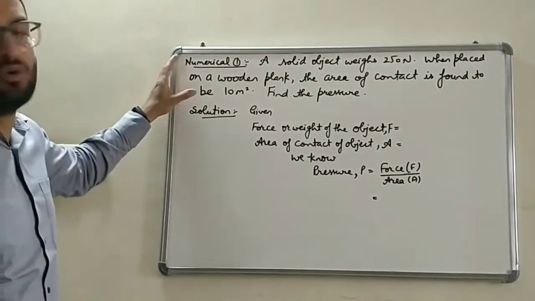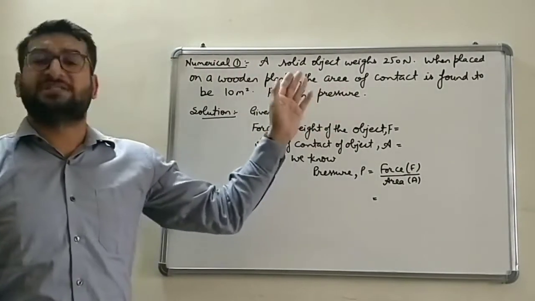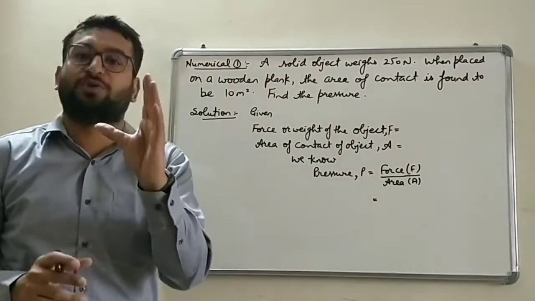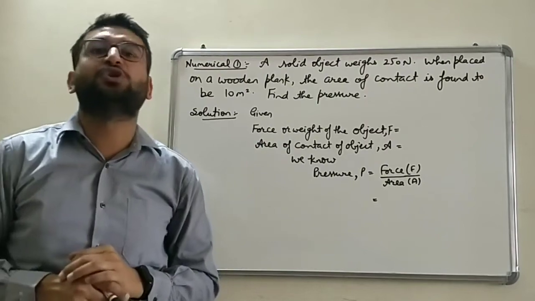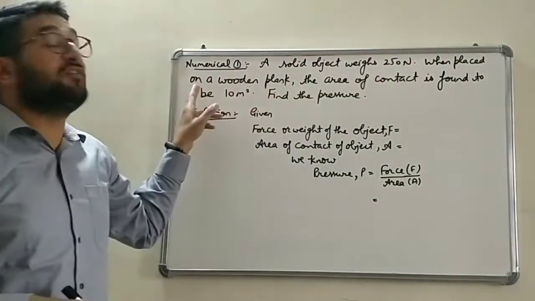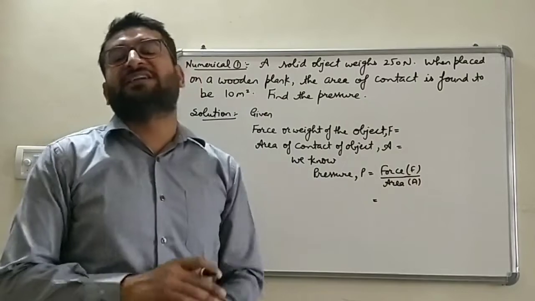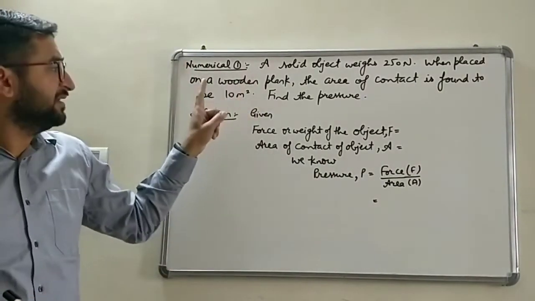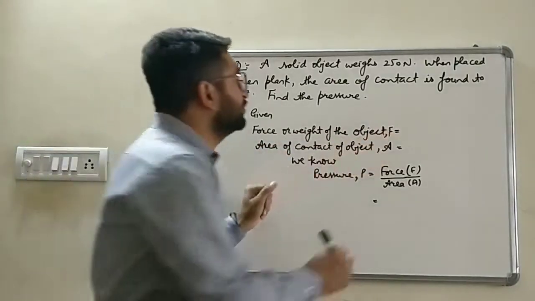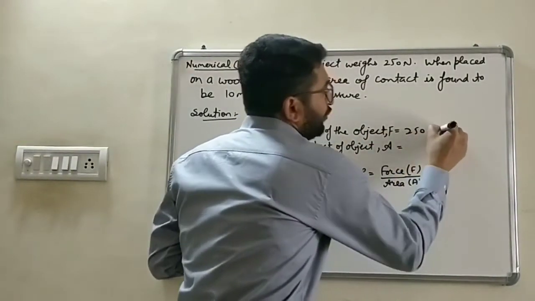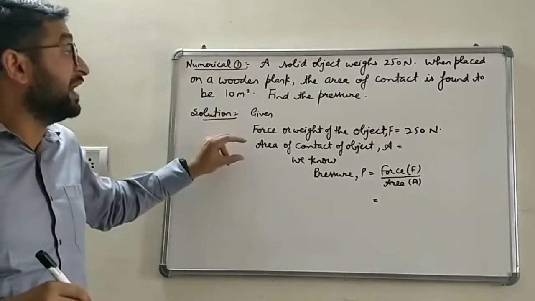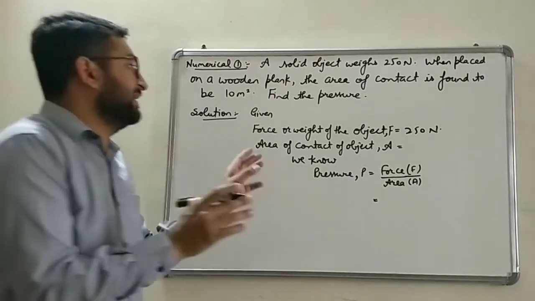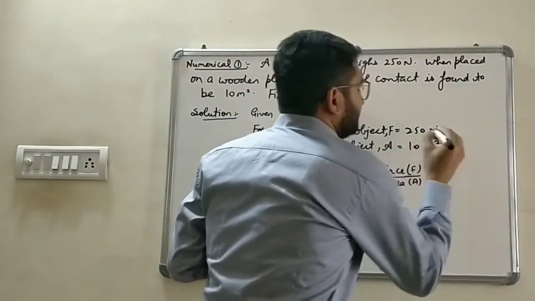So there's a numerical written on the board: a solid object weighs 250 newtons. That means the force exerted by that weight on earth is 250 newton. What is the weight of that object? 250 newton. When placed on a wooden plank, the area of contact is found to be 10 meters square. So, children, two things are given in this first line. One, force or weight of the object, that is F is equal to 250 newton, and the area of that object on the wooden plank is 10 meter square.